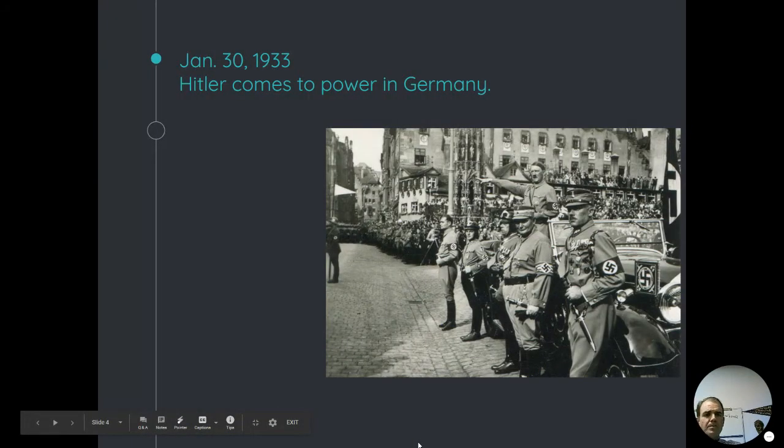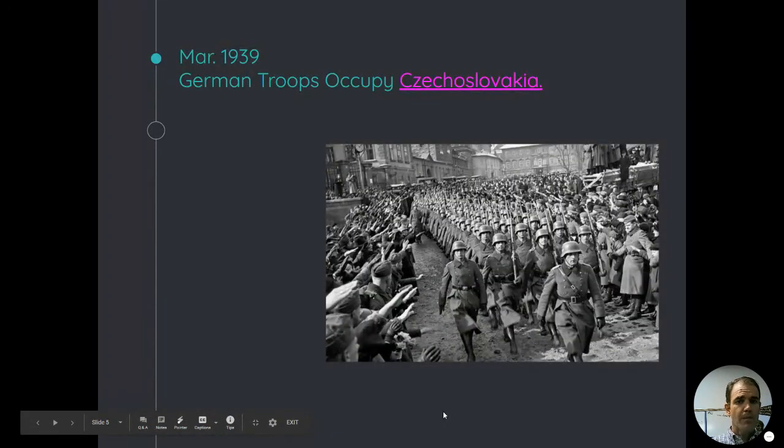Okay, so let's see. Starting on January 30th, 1933, Hitler comes to power in Germany. And we see Hitler here. We've seen him before. This is a reminder of that short form. But then we have the beginning of the war. So we're skipping all of that rise to power of Hitler in this timeline, and we're going to focus primarily on World War II. So what was going on in World War II alongside what we've learned about going on with the Holocaust.